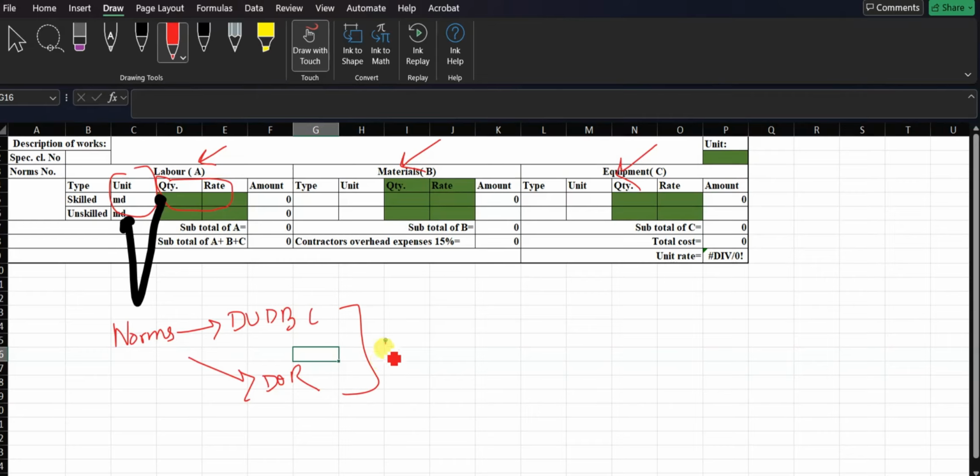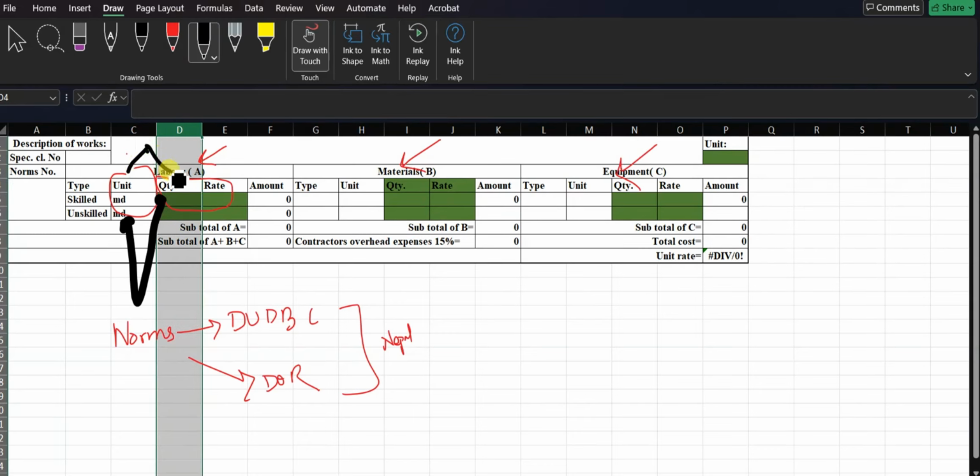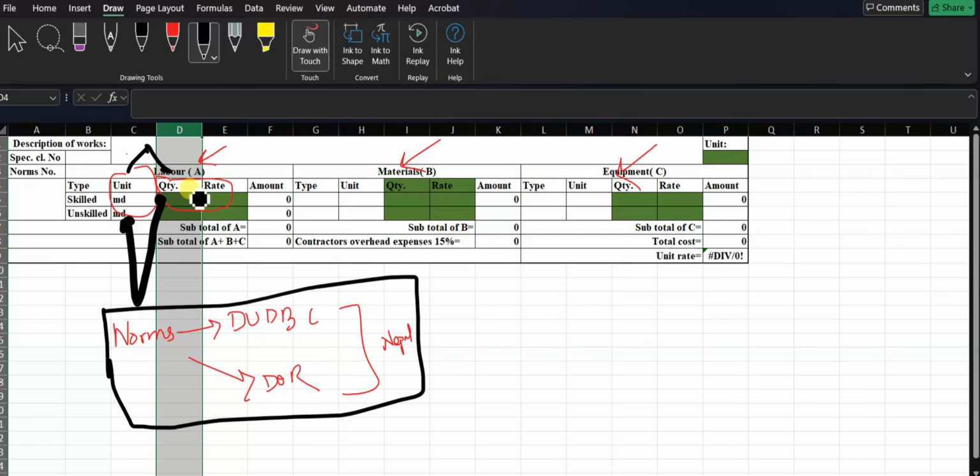So if you are estimating in Nepal, then these things will be happening. For any country, there will be norms, right? So for the labor quantity and labor number, for these two sections, there is the requirement of norms. And the later section, the rate section, is determined from the district rate. So this district rate is required.